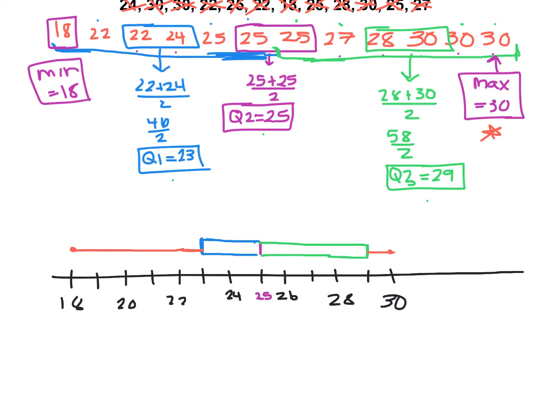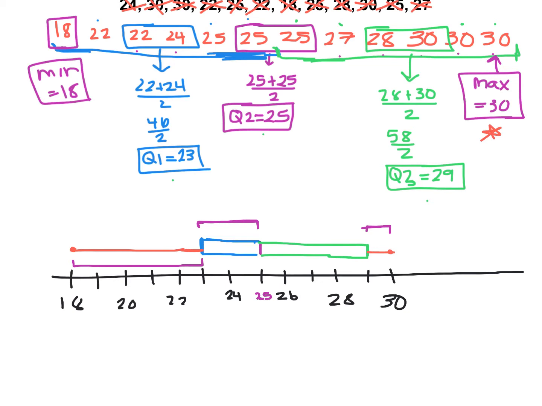Even just looking at this box, you can see that this quarter of the data between Q1 and Q2 is very small. Same with this quarter of the data, but this quarter of the data takes up more space. There's a lot more numbers and variability in there. So that's our first box and whisker plot.